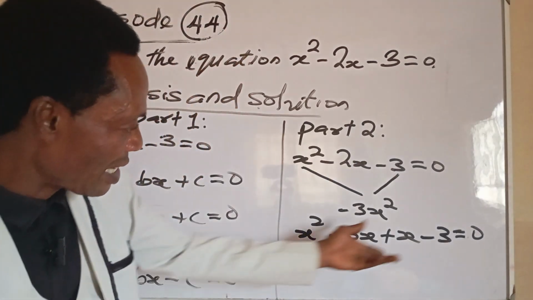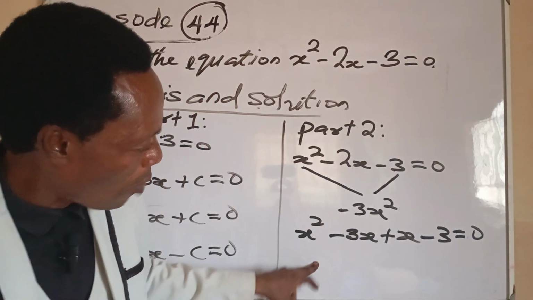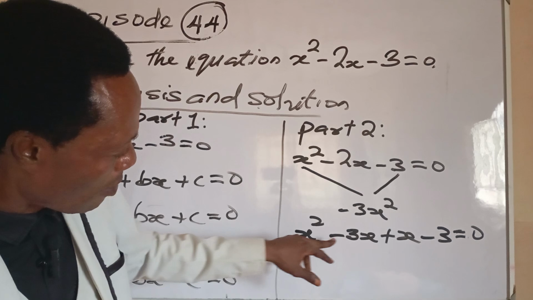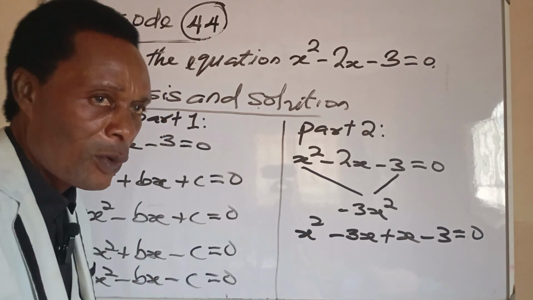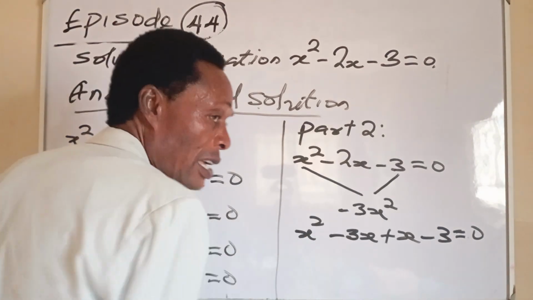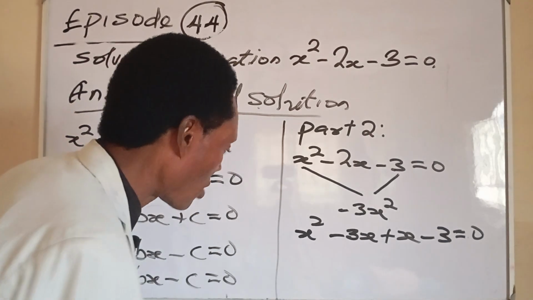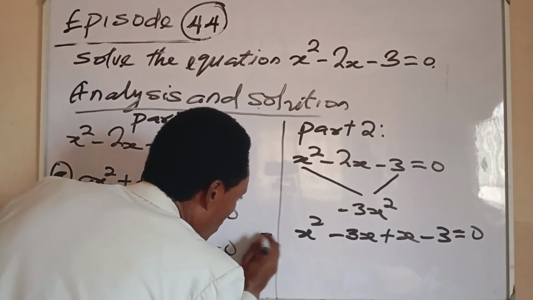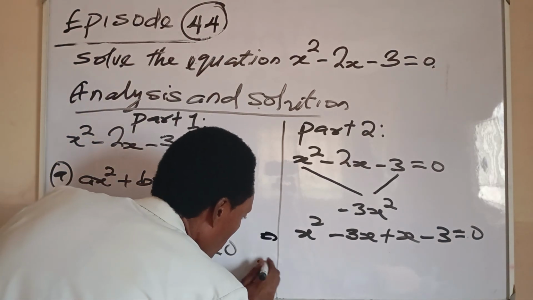So looking at this, you will now consider what is common. This is s squared minus 3s. What is common here? We discover that what is common here is s. You factor it out. So let us say, implies.